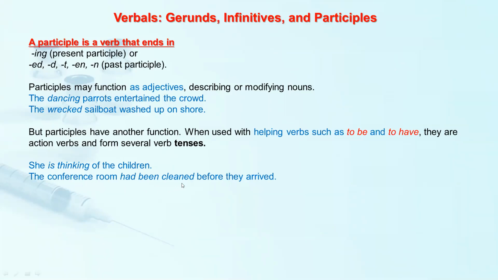So cleaned again here comes with had. This is an auxiliary verb, the past form of the verb to have. So here we have another verb tense.